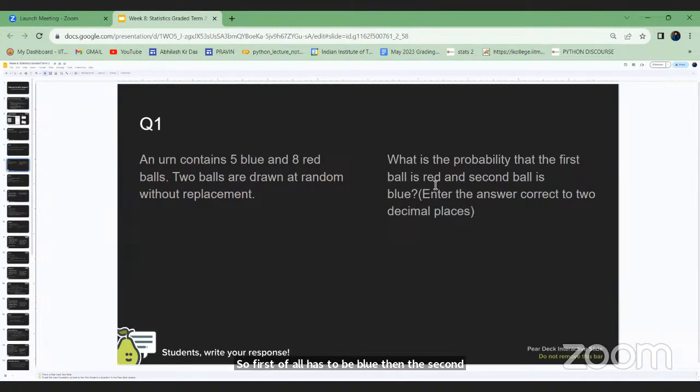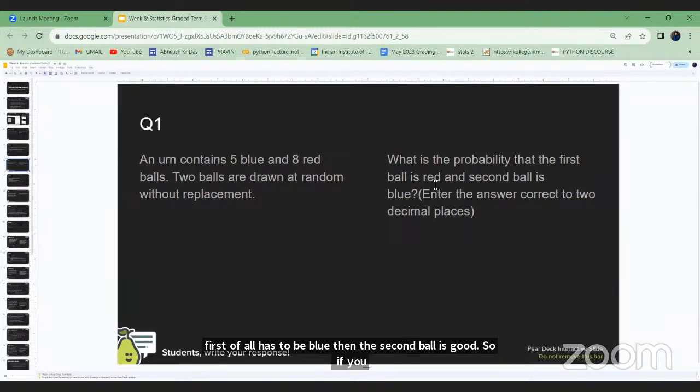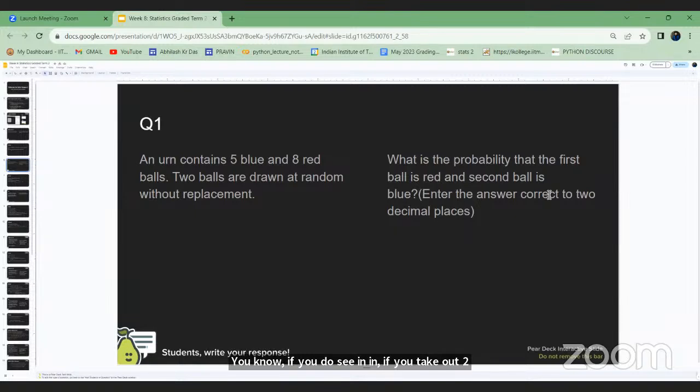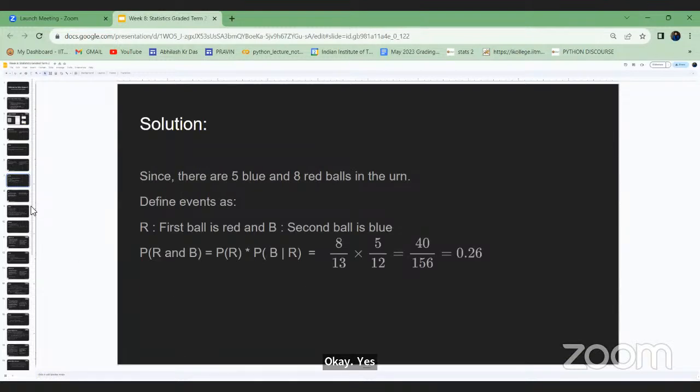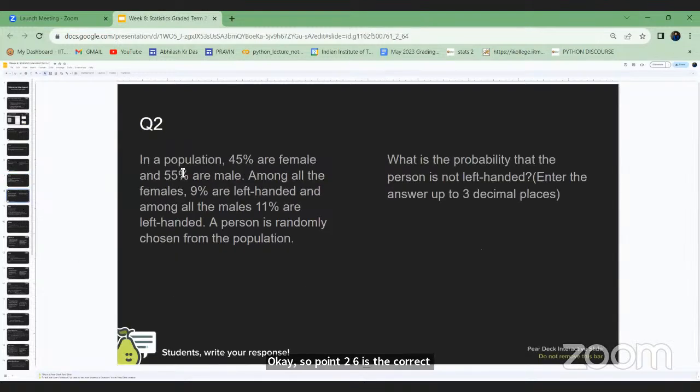If you take two balls together, divided by 13C2, in one draw, if you take out two balls, we don't know the order, right? In that case, the order will not matter. But the question says the first ball has to be red and the second ball has to be blue. So that's why we draw the first one, then go for the second. Okay, so 0.26 is the correct answer. So try this question.